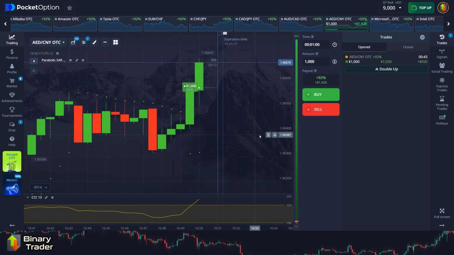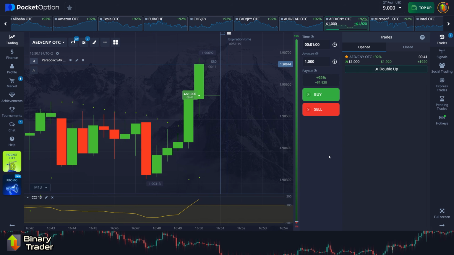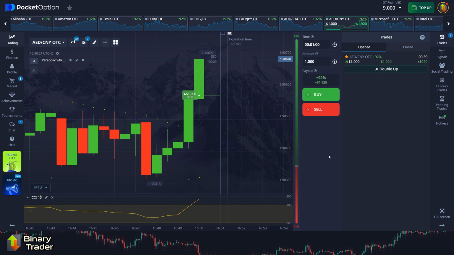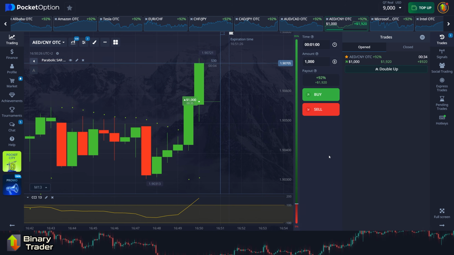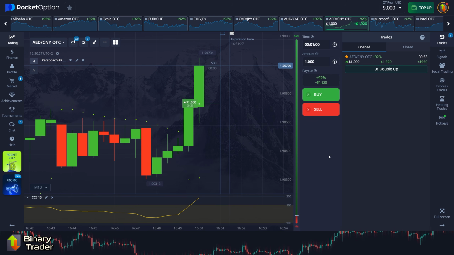I zoom in to get a better view on the trade developing. As you see, the trend is not obvious anymore at this scale. That's why I zoomed out while analyzing. Nice bullish move, but it's far from the end.